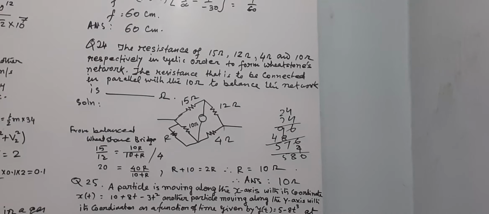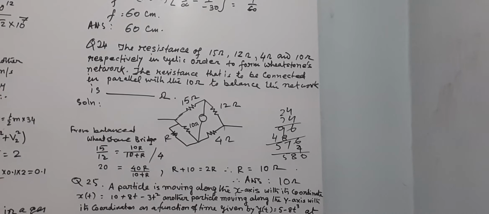The resistances of 15 ohm, 12 ohm, 4 ohm and 10 ohm respectively in cyclic order form a Wheatstone bridge network. The resistance that is to be connected in parallel with the 10 ohm to balance the network is, fill in the blanks. Now we have drawn the diagram, 15 ohm, 12 ohm, 4 ohm and 10 ohm respectively, and a parallel resistance R is connected with the 10 ohm resistance.